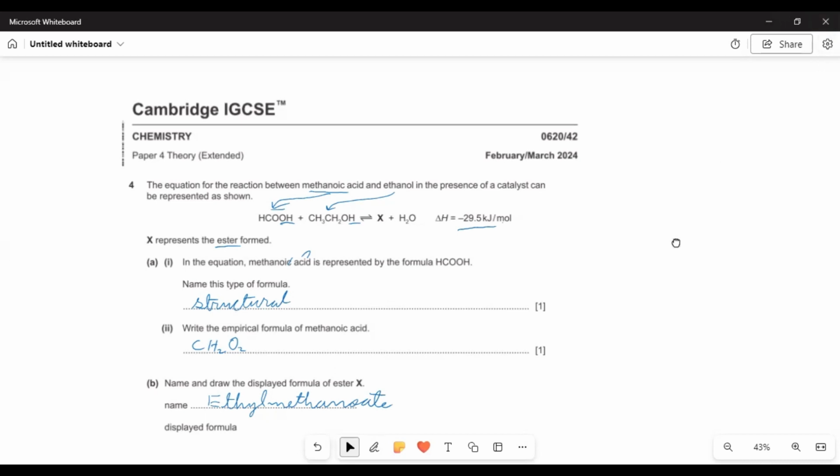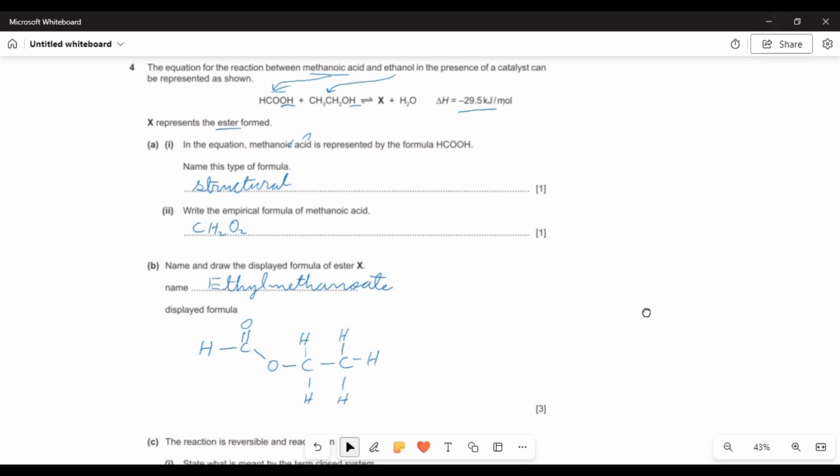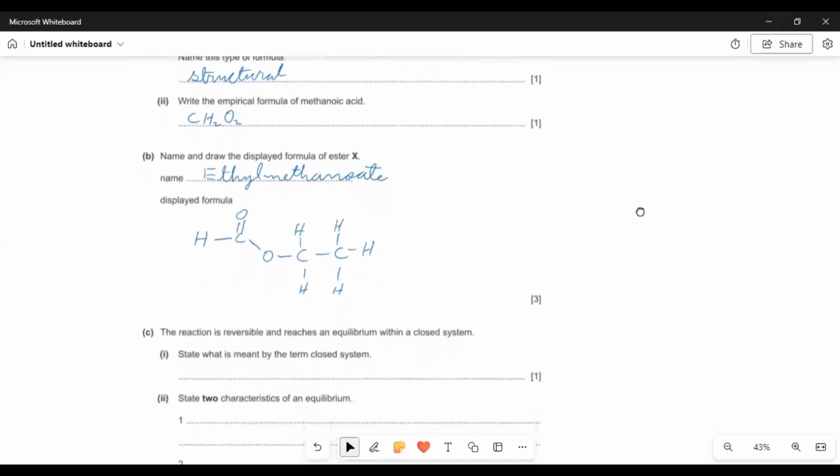And now we have to draw the displayed formula of this ester. You know, here H, all the bonds are shown, and O, and this part comes from the alcohol. In the alcohol, there are 2 carbon atoms, 1 bond with oxygen, and there are 2 hydrogen atoms. And on the terminal carbon, there are 3 hydrogen atoms. So this is the displayed formula for ethyl methanoate.